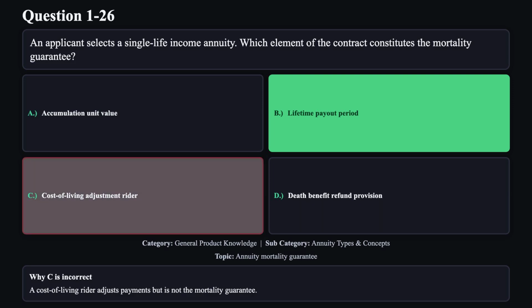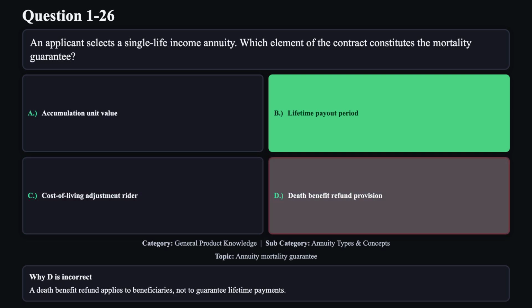Reason C is not correct. A cost of living rider adjusts payments but is not the mortality guarantee. Reason D is not correct. A death benefit refund applies to beneficiaries, not to guarantee lifetime payments.